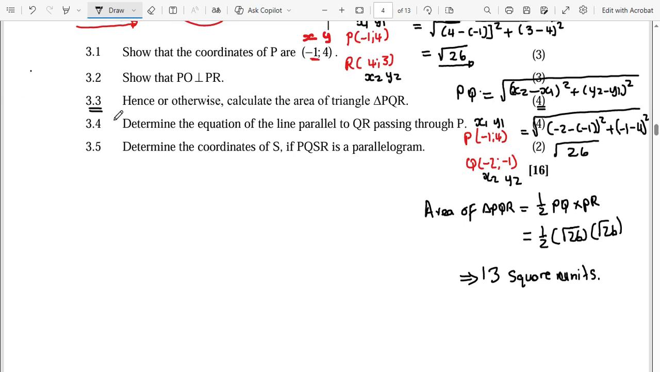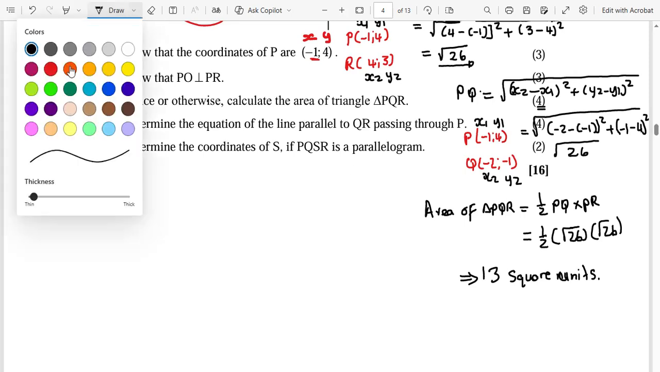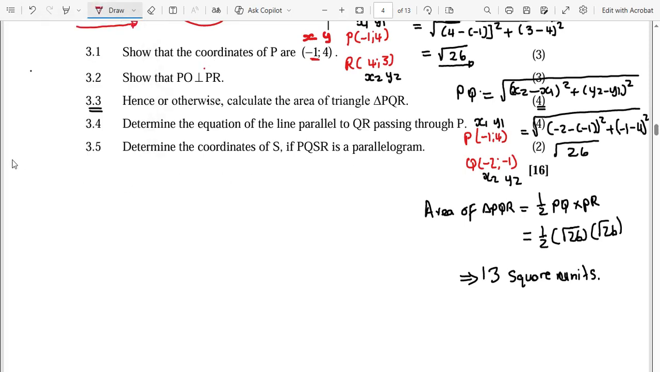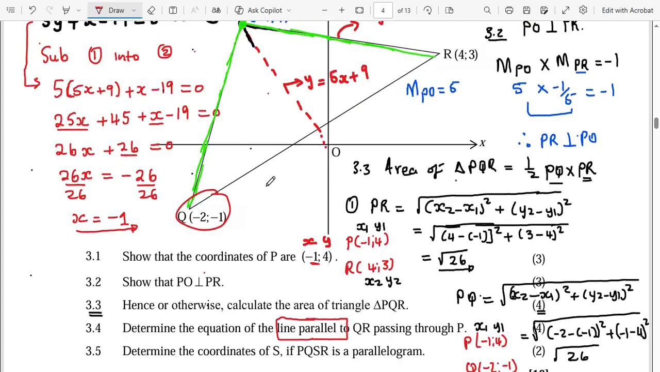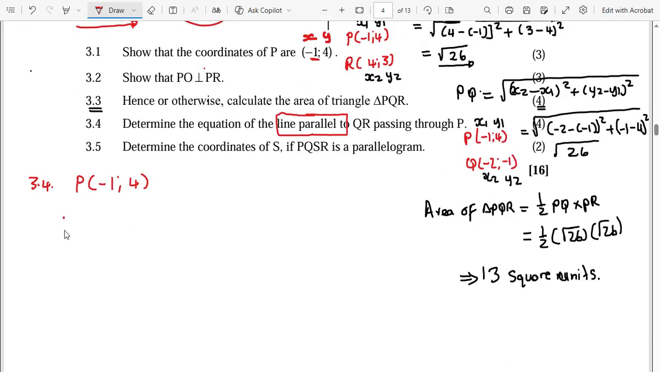Okay, 3.4: determine the equation of the line parallel to QR passing through P. So when it passes through P, this tells you that for 3.4 we use the coordinates of P, which was minus 1 and 4. So this line passes through that point, and when lines are parallel, they have equal gradient. So we're going to use the gradient of QR. So what is the gradient of QR? We need to first find the gradient of QR.